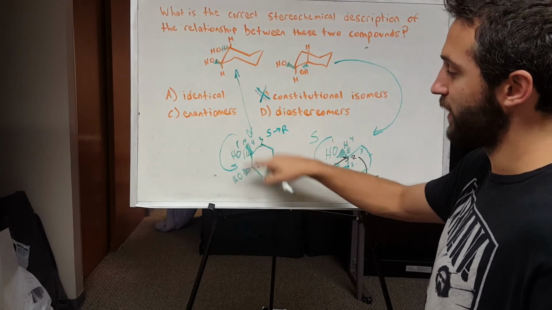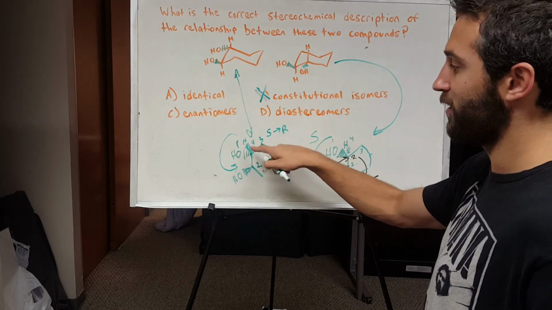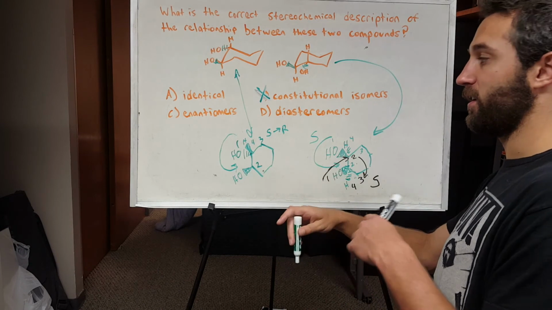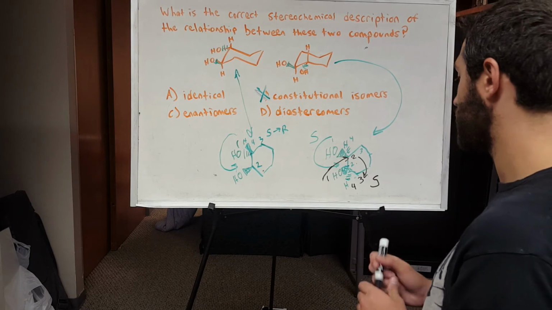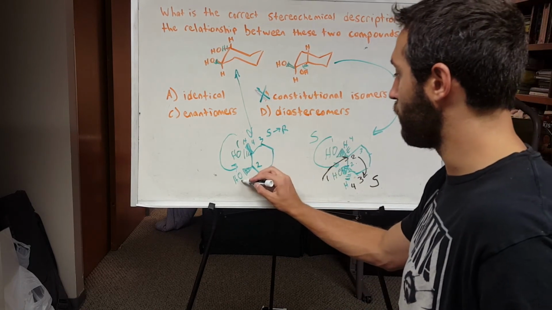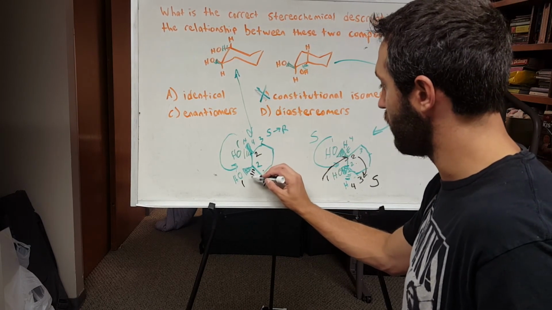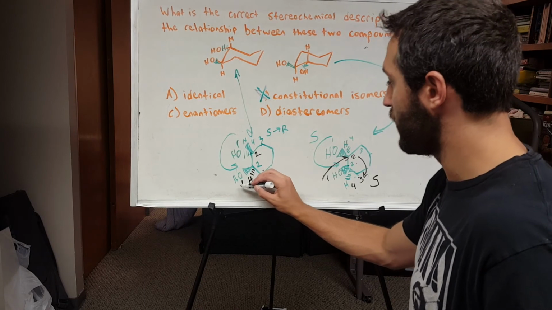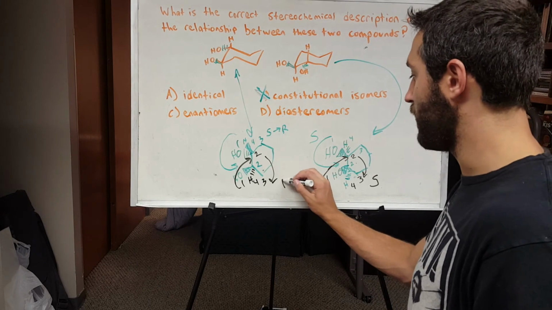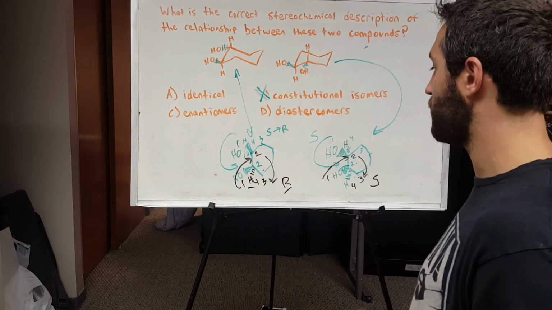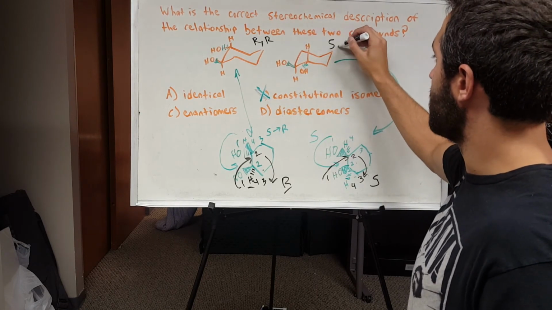Because if we exchange these two groups, we would have a left-hand turn with our lowest priority in the back. But we already switched two groups, so we changed the configuration, so it was really R to begin with. Okay, so this guy: 1, 2 is up here, 3, and H is in the back as our 4. 1, 2, 3, that is a right-hand turn, and our lowest priority was already in the back, so we keep R. So basically this guy is R,R, and this guy is S,S.